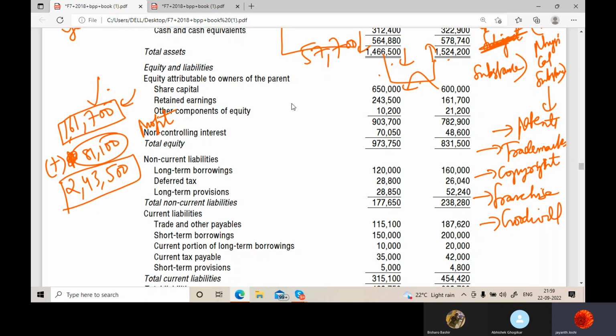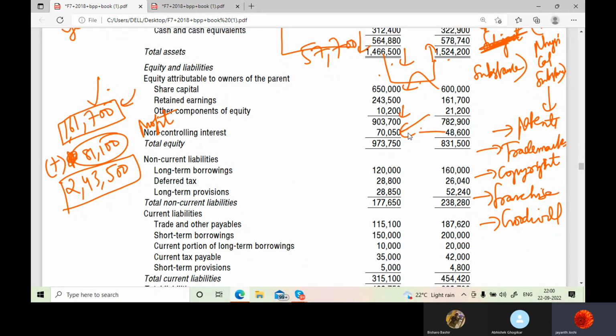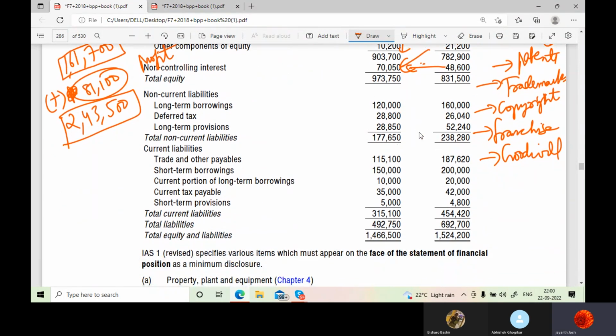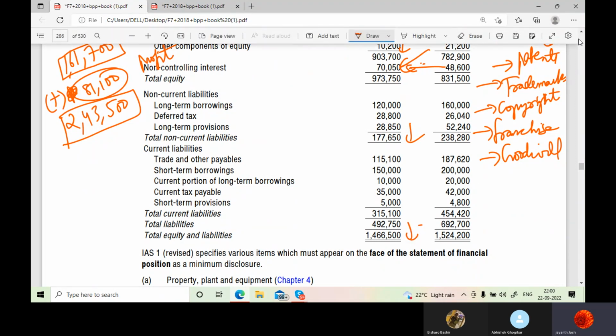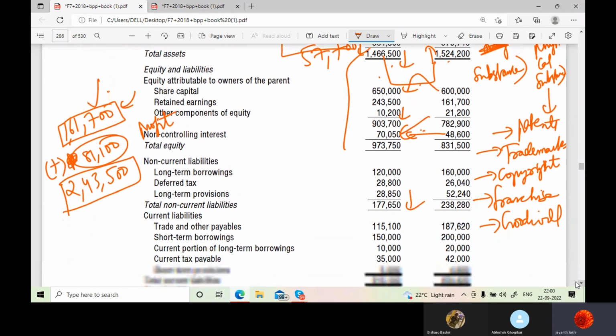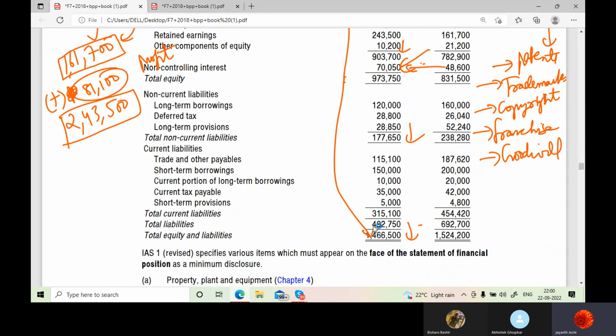Okay, and other components of equity have gone down. And yesterday we discussed non-controlling interest. These guys have also got some good increase in value. Why? Because they also have got a share of profits. And then we see the liabilities have decreased, and total liability and equity has decreased. Because the total of the balance sheet should always be equal, the total of assets should always be equal to the total of liabilities. Okay, that is the rule of the balance sheet.